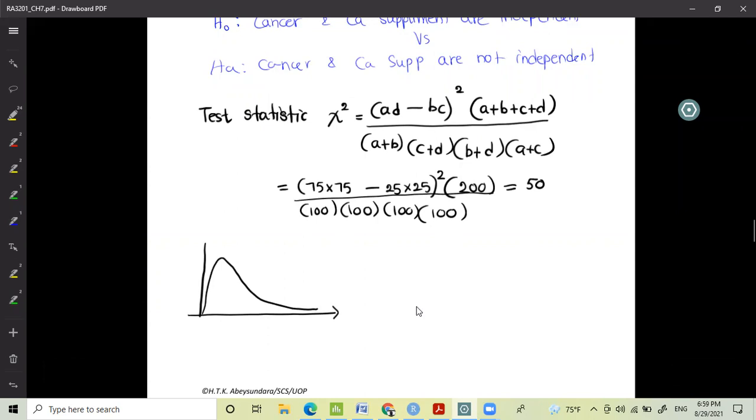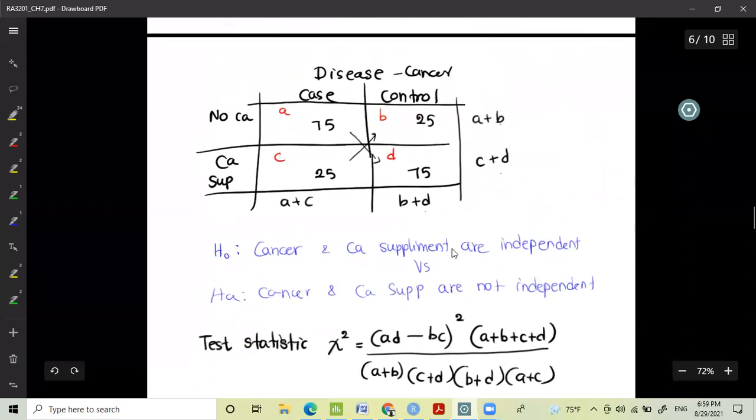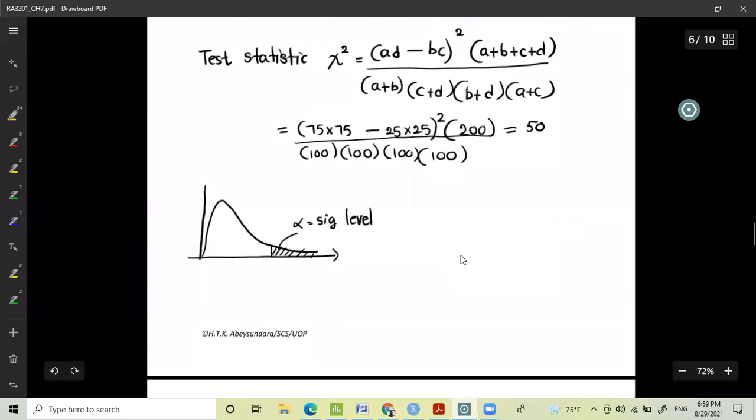Okay, and when we do hypothesis for chi-square distribution, our rejection region, according to the alpha, can you remember alpha is our significant level. So if you are testing this hypothesis at 5% significant level, alpha will be 5%. Okay, so we are usually using this one tail test.